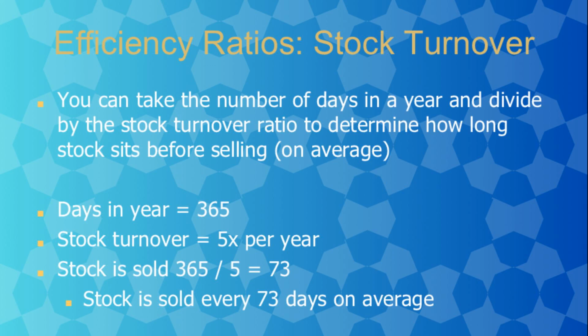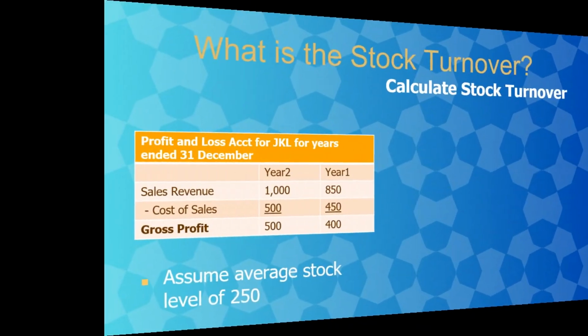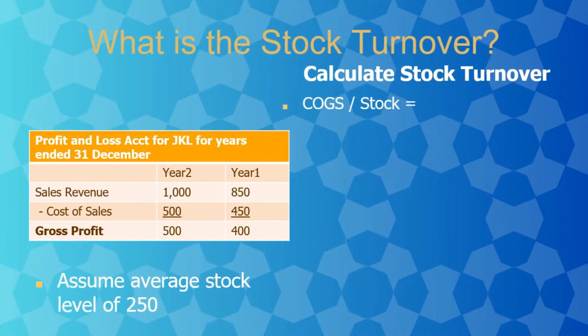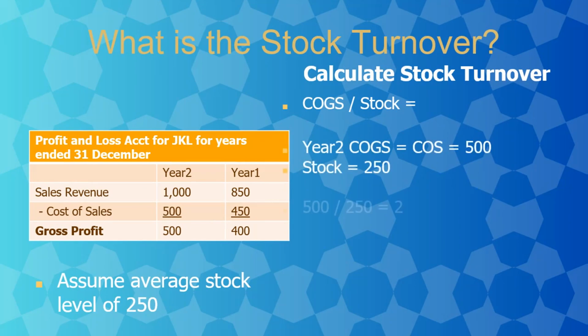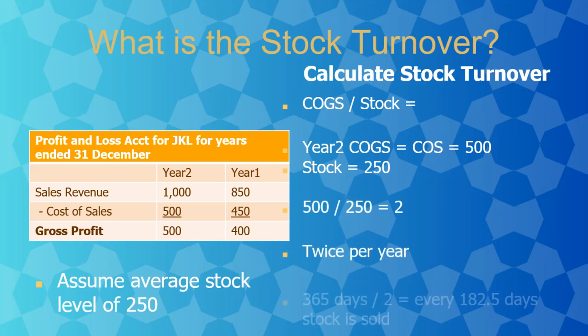You can determine how long stock sits before selling by dividing the number of days in a year by the stock turnover ratio. For instance, with a turnover of 5 times per year, stock is sold every 73 days on average. Let's calculate stock turnover for JKL. With a COGS of $500 and average stock of $250, the turnover is 2 times per year. This means stock is sold every 182.5 days.